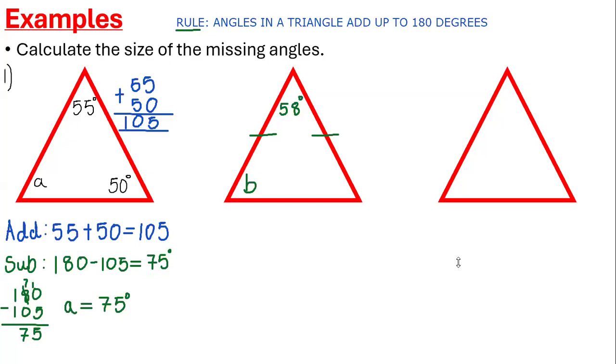Anyone else want to explain it? Mr. Petit, you didn't write A because we're just worrying about B, right? Yes, we're just worrying about B. How are we gonna get B? If you subtract 180.